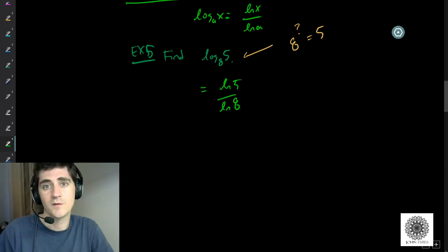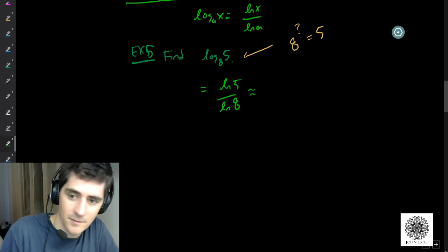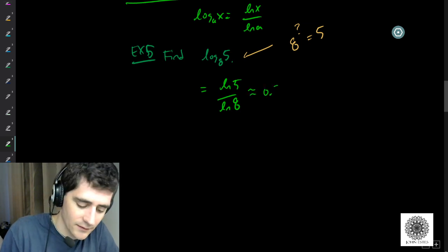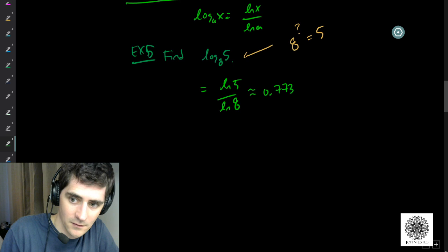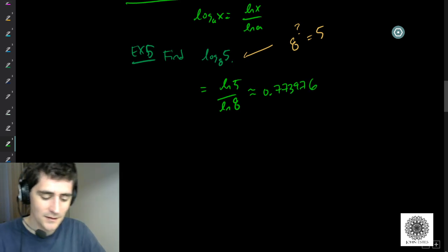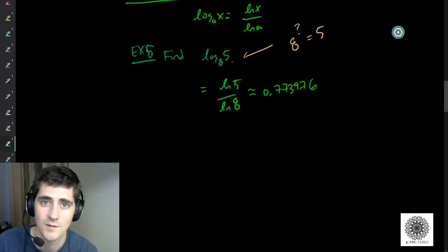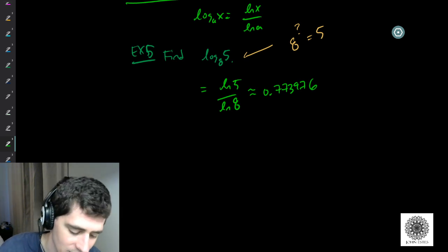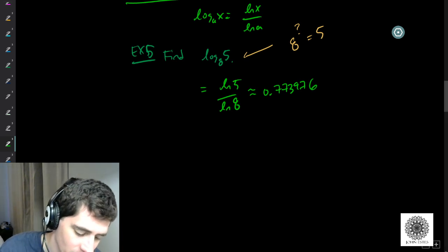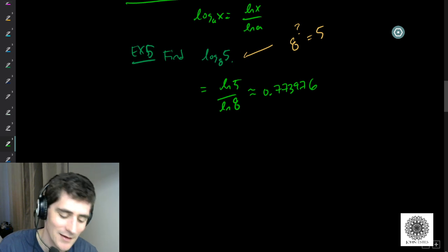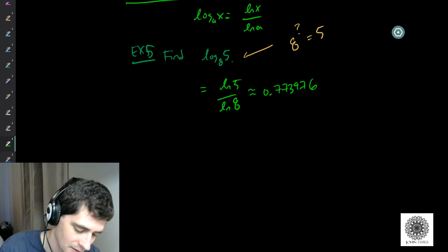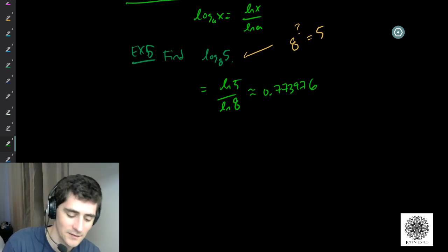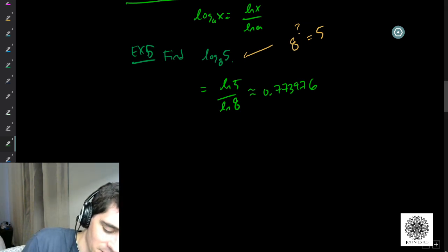I can put both of those in my calculator and I get approximately 0.773976. And it makes sense to me that that's something below 1. Why? Because 8 to the first power is 8. 8 to the 0 power is 1.